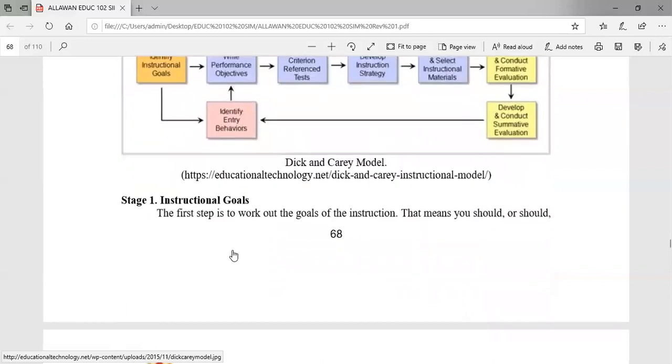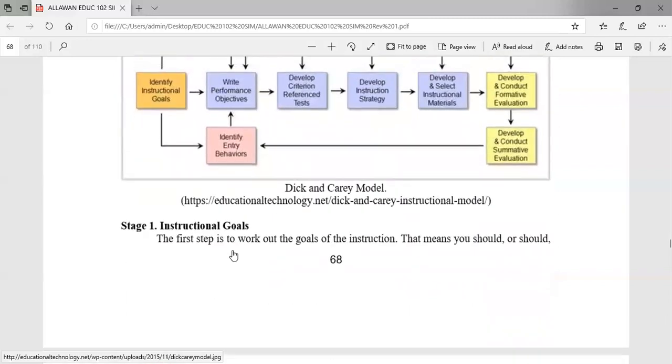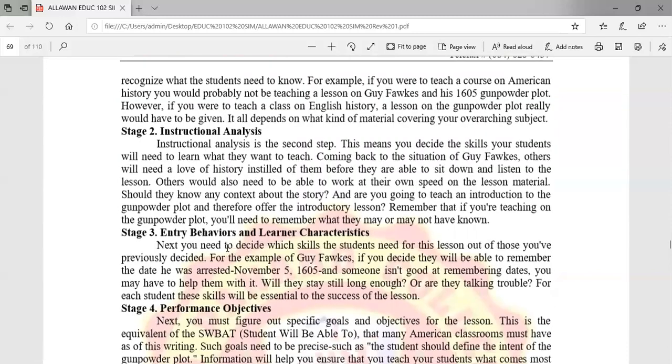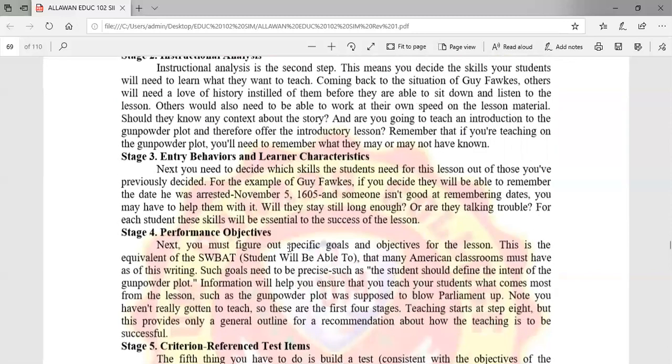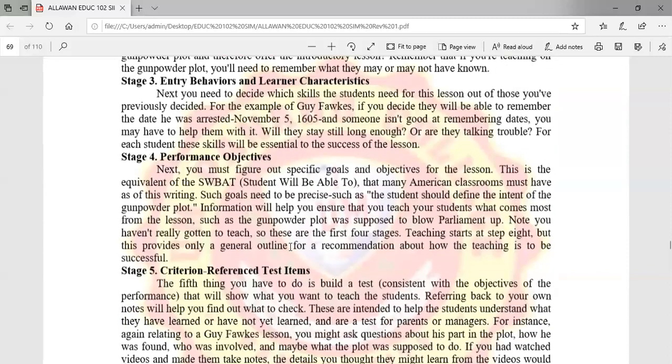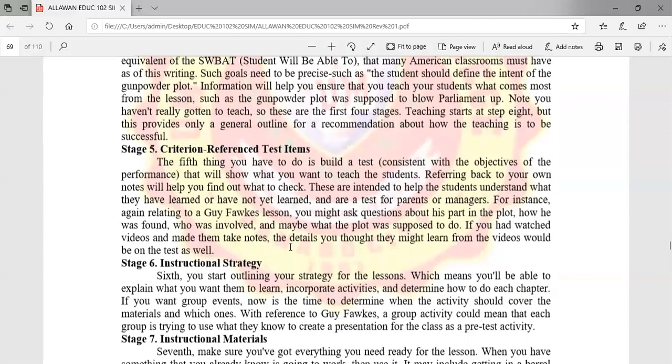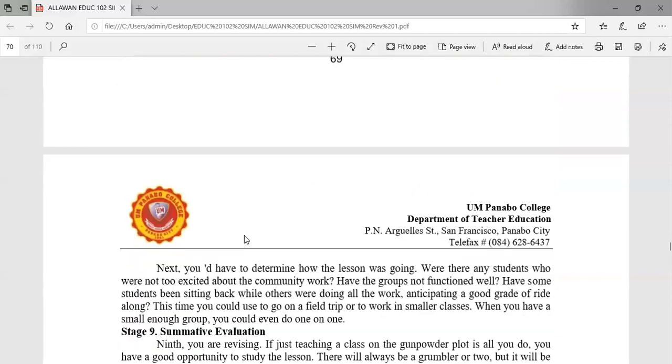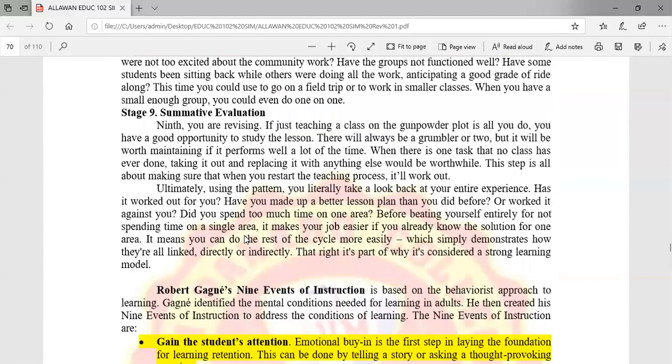So may stages pala siya. So instructional goals, first stage. The instructional analysis is the second. Third is the entry behaviors and learner characteristics. Fourth is the performance objectives. Fifth, criterion reference. Sixth, instructional strategy. Seventh, instructional materials. Eighth, formative evaluation. Ninth, summative evaluation. So ito siya.